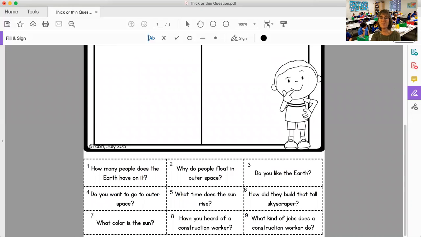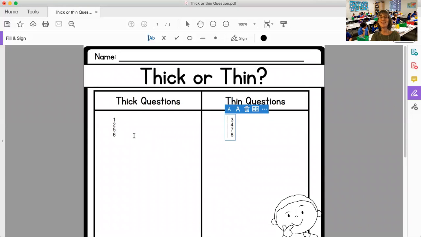And the last one, what kind of job does a construction worker do? I'm going to let you decide on that one. You're going to put it in thick or thin. What kind of work does a construction worker do? Can we read about it and study it? Or is it just a simple question that we can answer yes or no, or look at a picture and say the answer? Which one do you think it is? I'll let you decide.